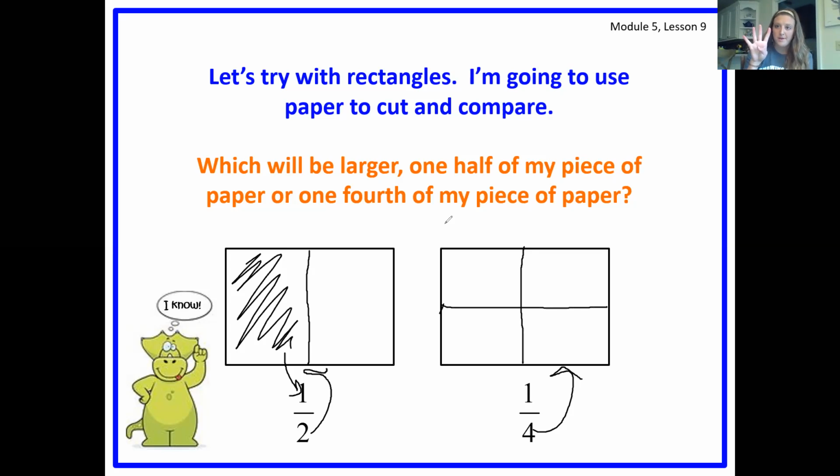So I cut it into the 4 pieces that the denominator of my fraction told me. Now I'm going to color in 1 piece. So that is 1/4. This is 1/2 over here, and this is 1/4 over here. So which is larger, 1/2 of my piece of paper or 1/4 of my piece of paper? Think about it.